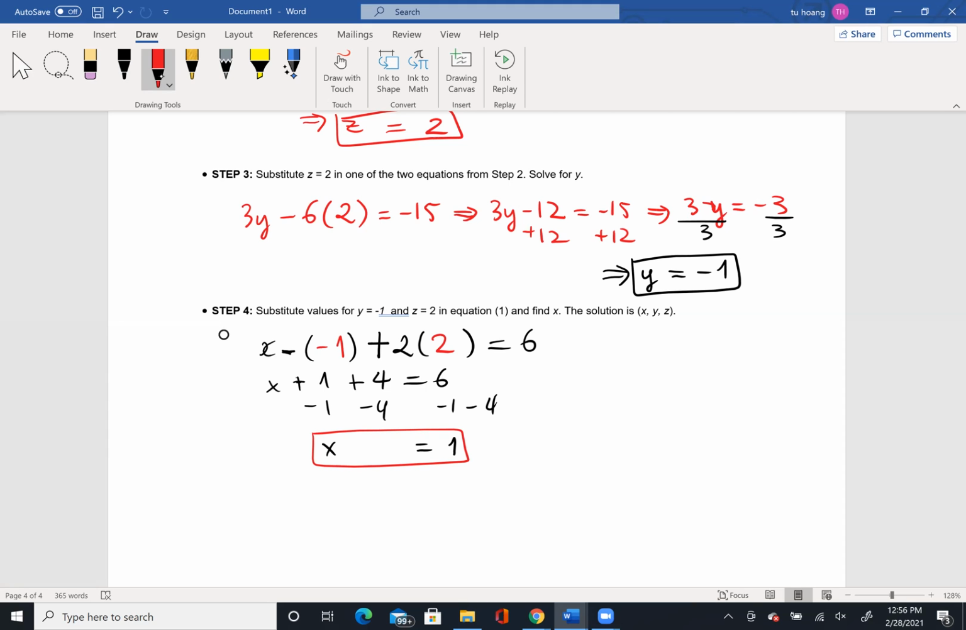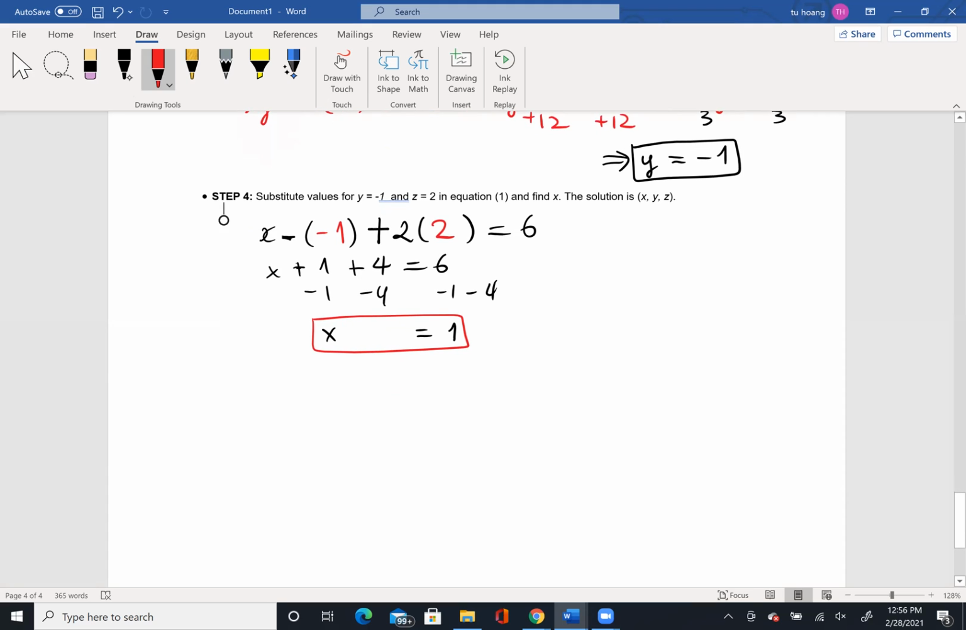Okay, so the solution has to be in the form x, y, z, right? 1 is x, y is -1, and z equal to 2 as the answer. Okay.